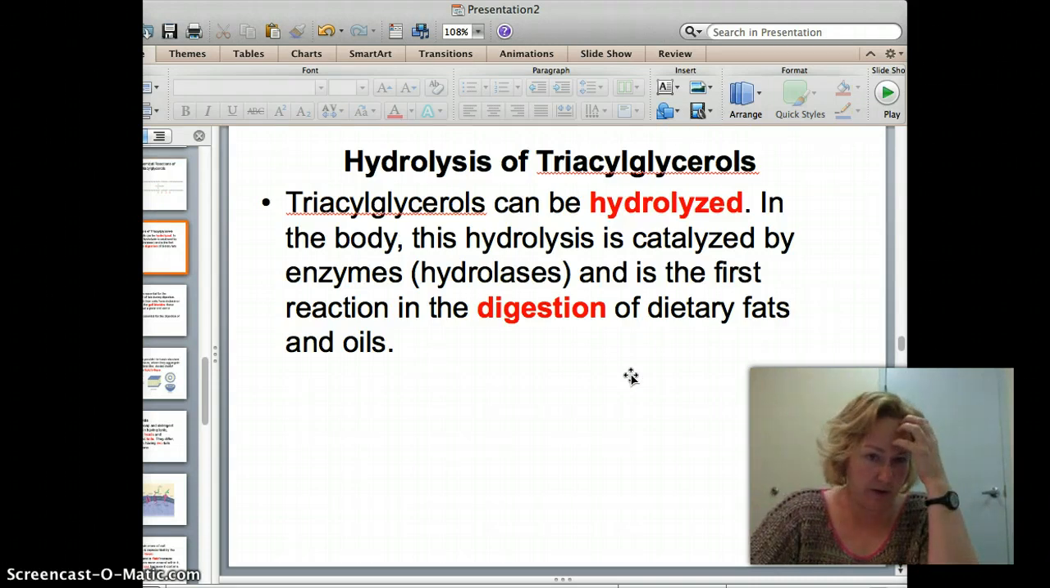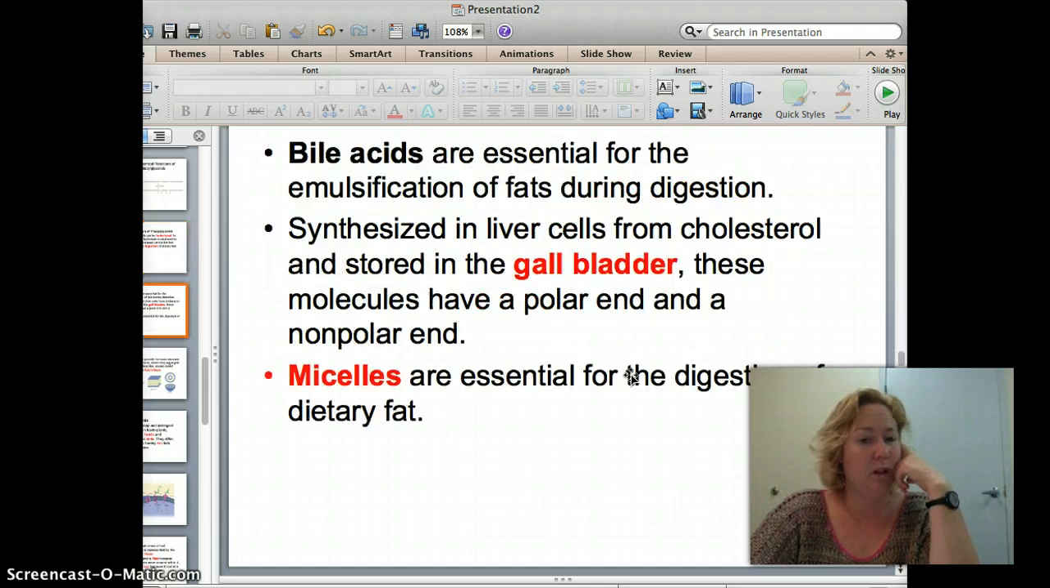Hydrolysis. So also triacylglycerols can be hydrolyzed in the body. So basically this hydrolysis is catalyzed by hydrolase. Don't you love that enzymes have such great names that tell you exactly what they do? Hydrolase, hydrolysis. Basically, it hydrolyzes the fats, and this is the first reaction in the digestion of fats.